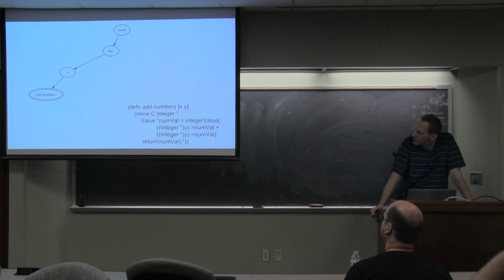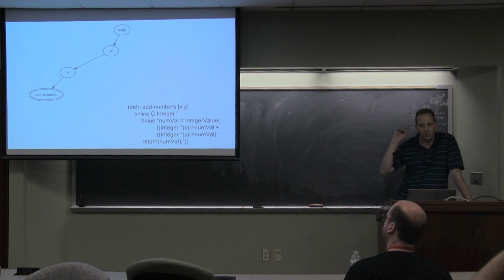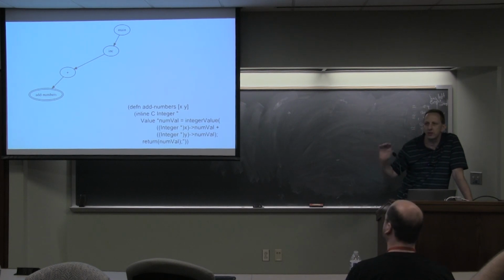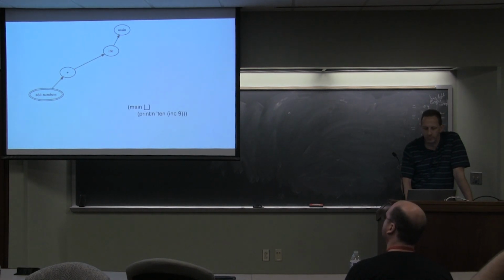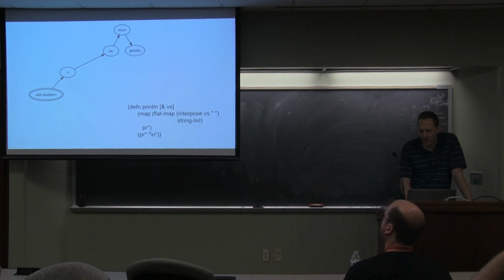It has a chunk, as you can see there, a chunk of C code that when the compiler sees that, it just drops that chunk of C text right into the generated text. So then add numbers executes that little bit of C and returns the value back to plus, which returns it back to inc, which returns it back to main. And then main then calls println.